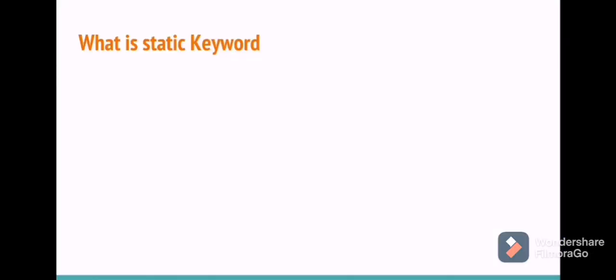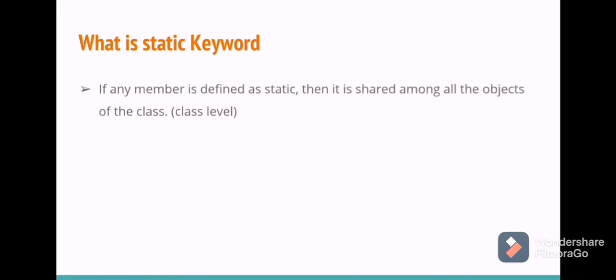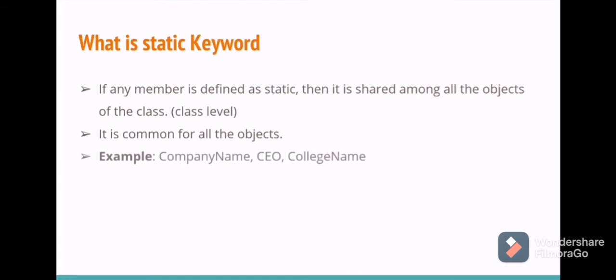What is static keyword? If you define anything as static, then it means it is shared among all the objects of the class. That is class level. It means it is common for all the objects. Example, if you take company name, this company name is common for all the employees. So it can be made as static.